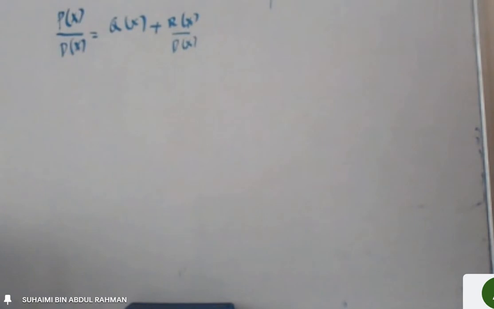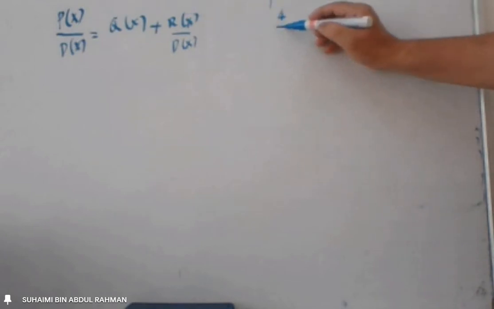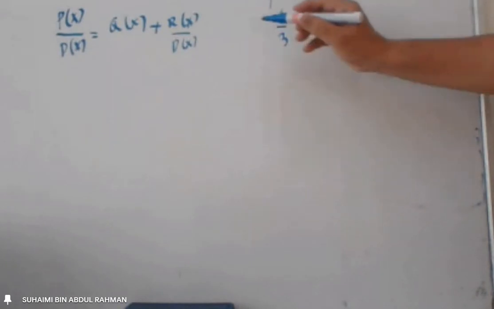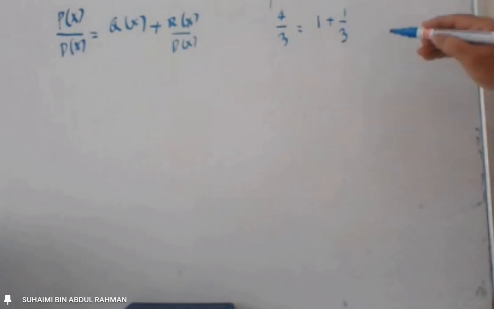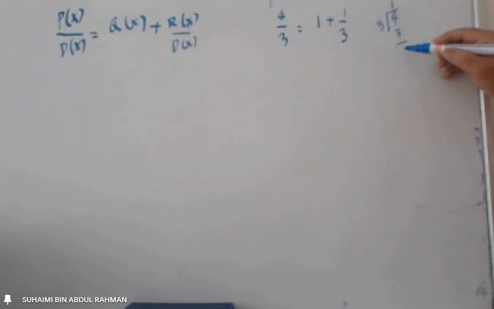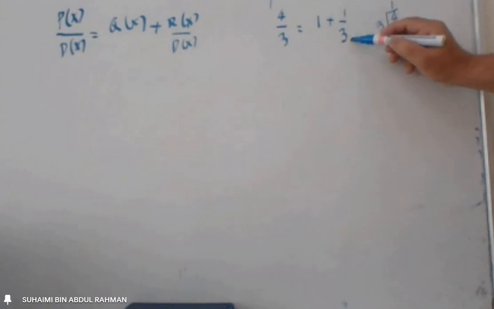It's the same as when we divide two real numbers. For example, when we divide 4 by 3, it will be equal to 1 plus 1 over 3. Remember that when you divide 4 by 3, you get 1 times 3, 4 minus 3 is 1. So 1 plus 1 over 3. This 1 over 3 is the remainder divided by the divisor. The divisor is 3.